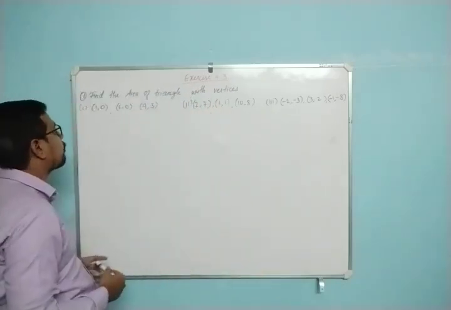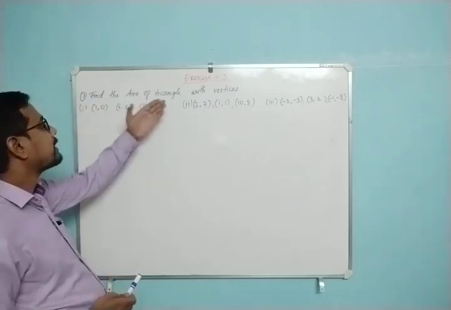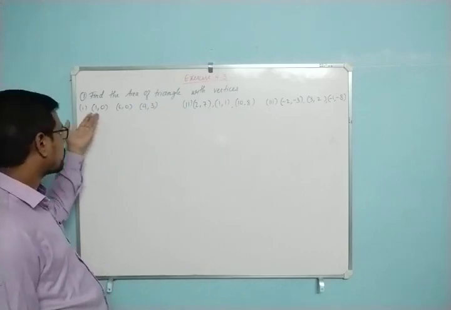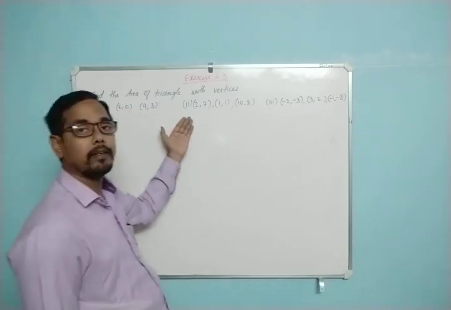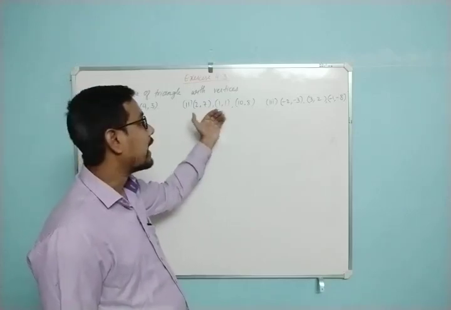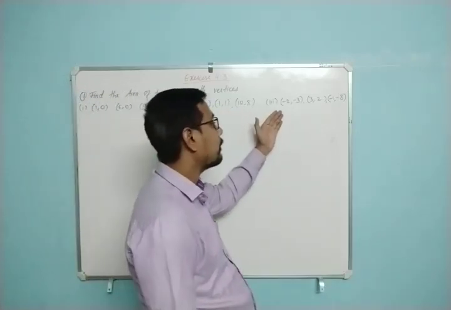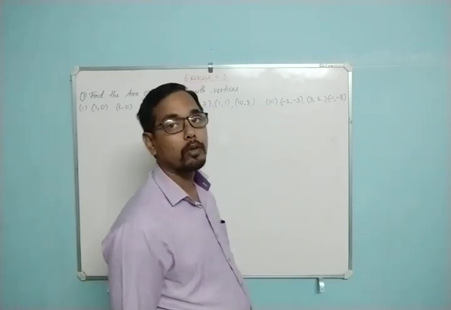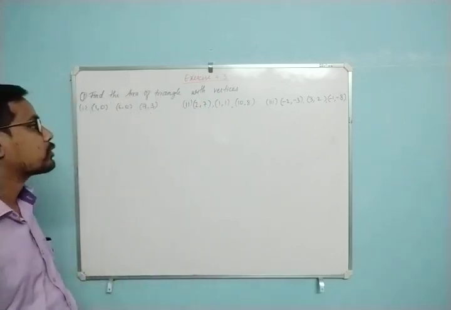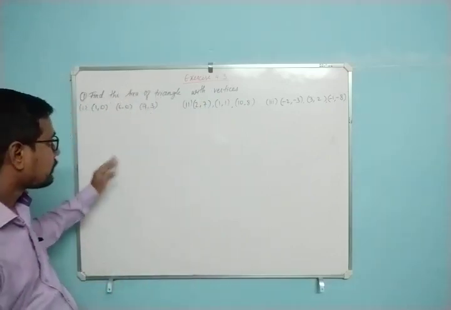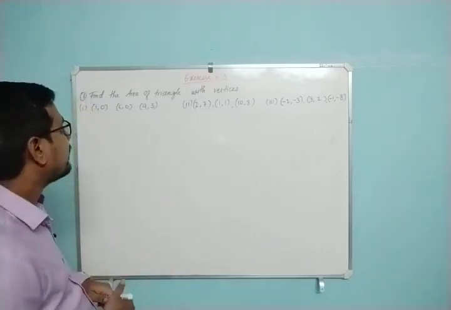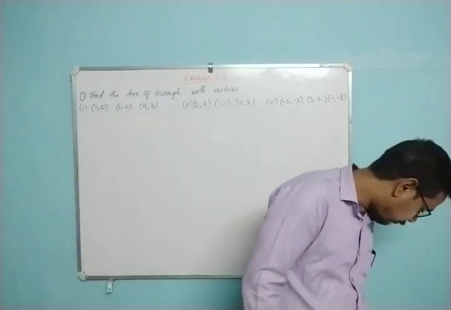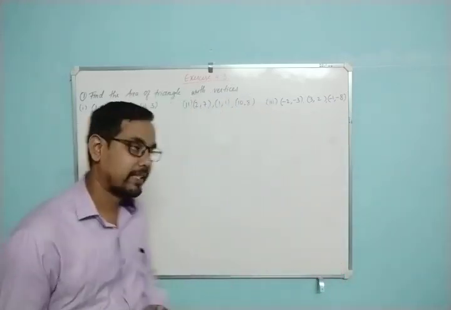So this is for exercise 4.3. They have asked us to find the area of the triangle with vertices: first one (1, 0), (6, 0) and (4, 3); in the second one (2, 7), (1, 1) and (10, 8); and in the third one (-2, -3), (3, 2) and (-1, -8). Now we'll solve one by one so that it will be clear. As usual, we know the procedure, and we should use the formula given by determinants.